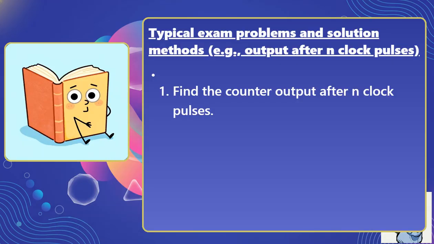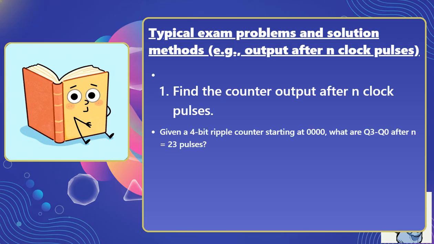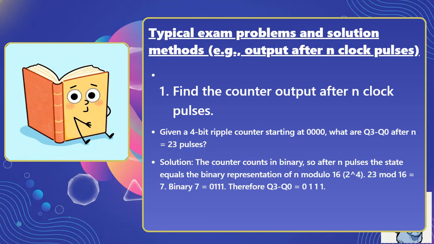1 point. Find the counter output after n clock pulses. Given a 4-bit ripple counter starting at 0000, what are Q3-Q0 after n equals 23 pulses? Solution. The counter counts in binary, so after n pulses the state equals the binary representation of n modulo 16, 2 to the power of 4. 23 modulo 16 equals 7. Binary 7 equals 0111. Therefore Q3-Q0 equals 0111.